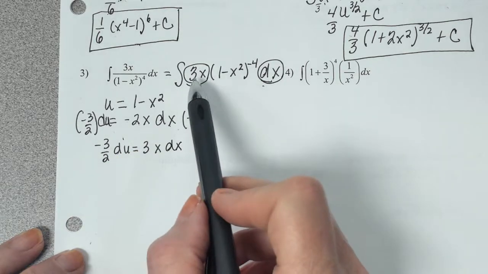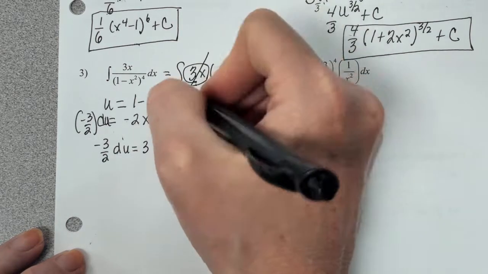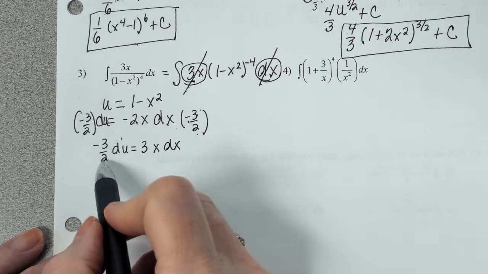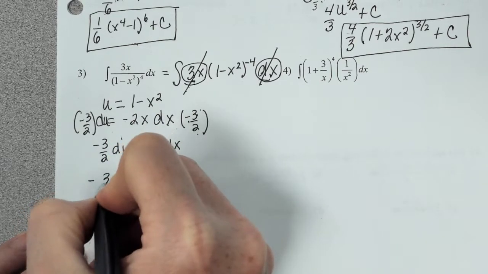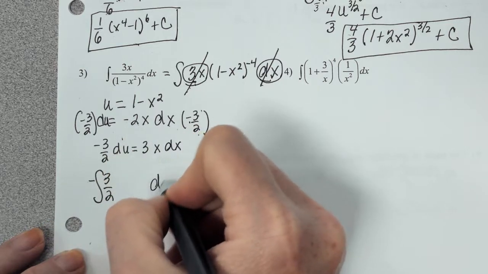So we look at our problem. Here's our 3x dx. What am I replacing that with again? Right, so it's negative 3/2. I can pull the negative out in front. Du.